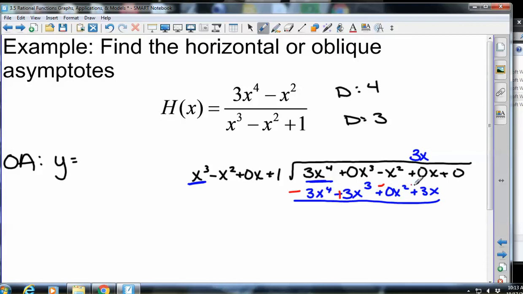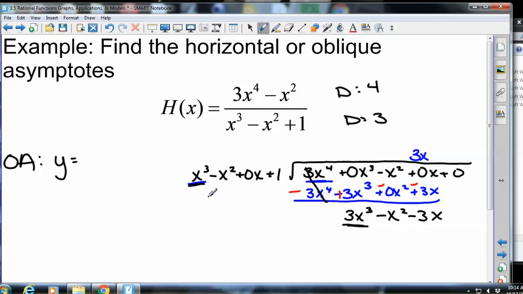Change your signs and then add them together. Okay, so when I do that, my x to the 4th drops. We get 3x cubed minus x squared minus 3x. We almost have all that we need. You're back to the division step.